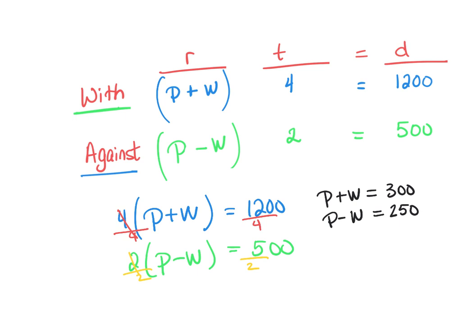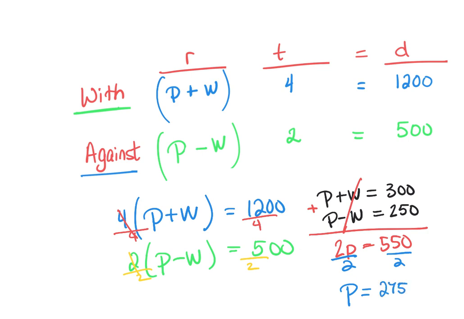So I can go straight to my addition here, add down, right? The W's will cancel, I have 2P, and then I'm just going to add these, 550. And then I have something easily solved. I'm going to divide both sides by 2. My plane is going how fast? Yeah, 275. And that's miles per hour.